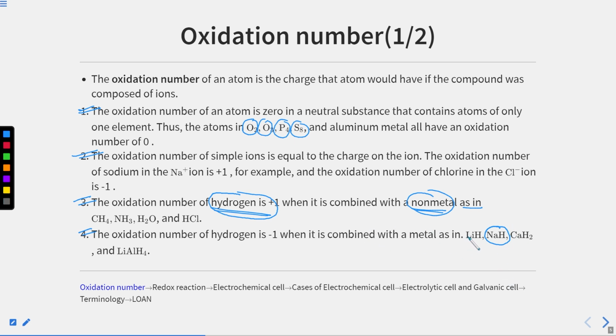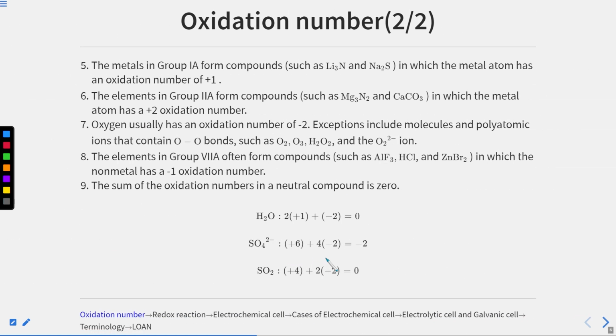So more examples are possible. We have LiH, we have CaH2, we have LiAlH4. So in all these cases, the oxidation number of hydrogen will be -1. So this point should be clear. Okay. So let us move to the next rule.